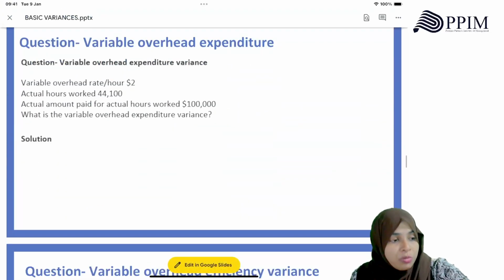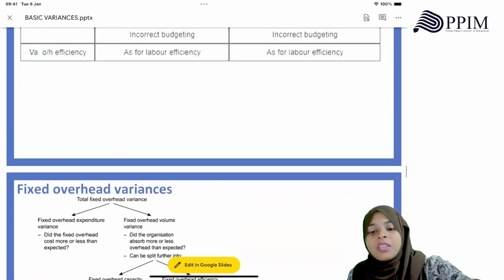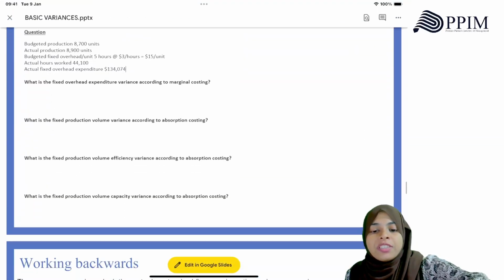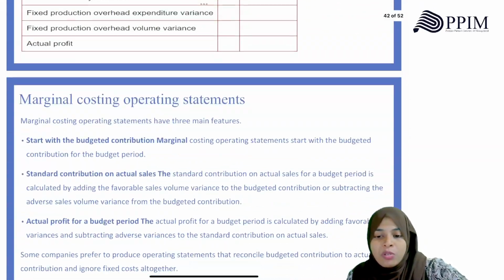You know that you can be asked to work backwards as well. Variable overhead variances, and you have fixed overhead variances. All formulas are given to you. You'll need to learn it and to apply it, right? So I'm not going to spend time there.